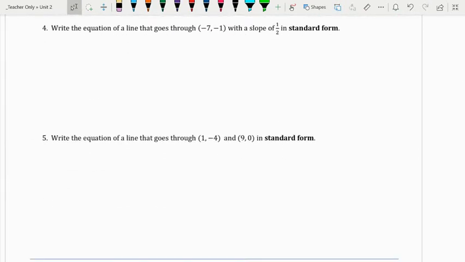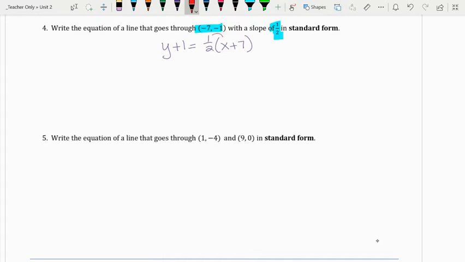So now we're going to do stuff that's very similar to what you've seen. We're going to write an equation of a line that goes through a point and has a slope. Well, anytime you have a point and a slope, let's put it in point-slope form. So at this point, we would say y plus 1 equals 1/2 (x plus 7). After we do that, we can then start manipulating it so it goes in standard form.